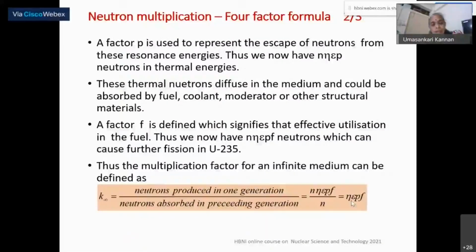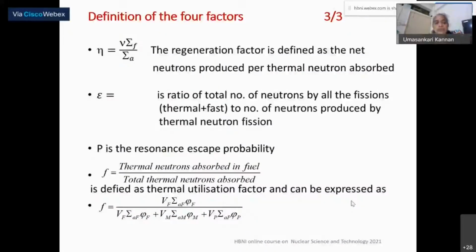Now, if you see my slide on the neutron life cycle, you will understand all the various processes which have happened to the neutron, from when it is produced as a fast neutron to when it finally gets absorbed as a thermal neutron.